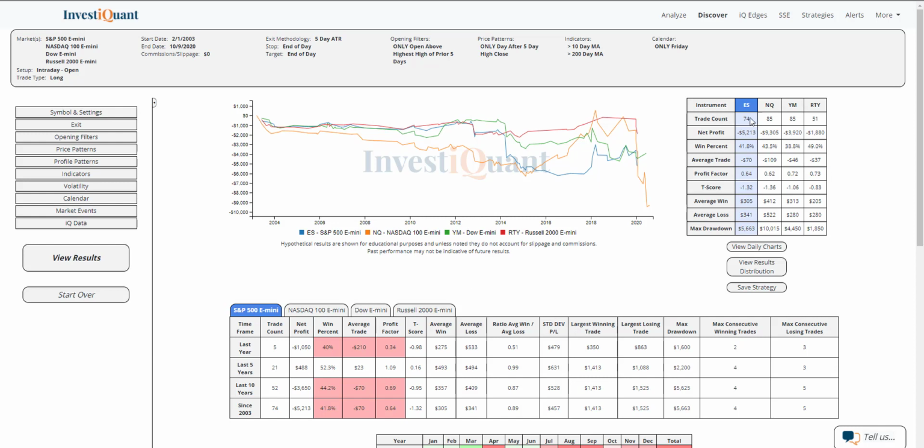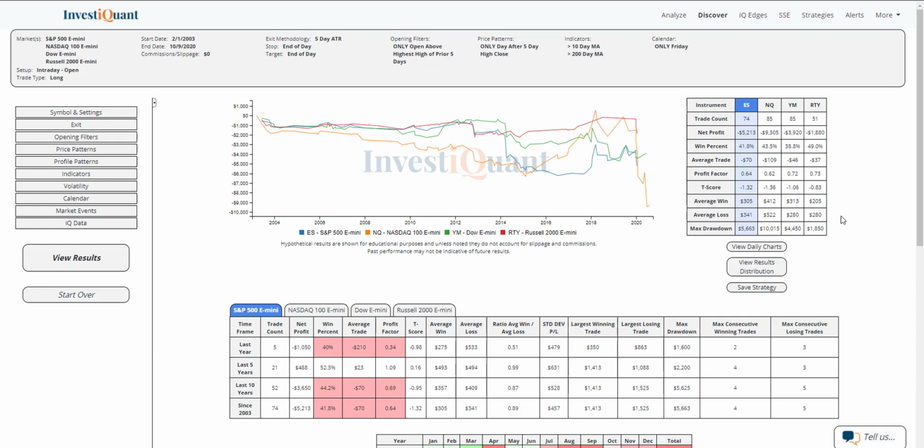Historically, the S&P has 74 samples, NASDAQ 85 samples, the Dow 85 samples, and the Russell 51 samples. And if we look at the win rates, all four of these are at least a little bit weak, with Russell being pretty neutral. S&P coming in at 42%, so that's a little weak. The NASDAQ 43.5%, so that's a little weak. The Dow is the weakest at 39%, and then the Russell is more neutral at 49%.